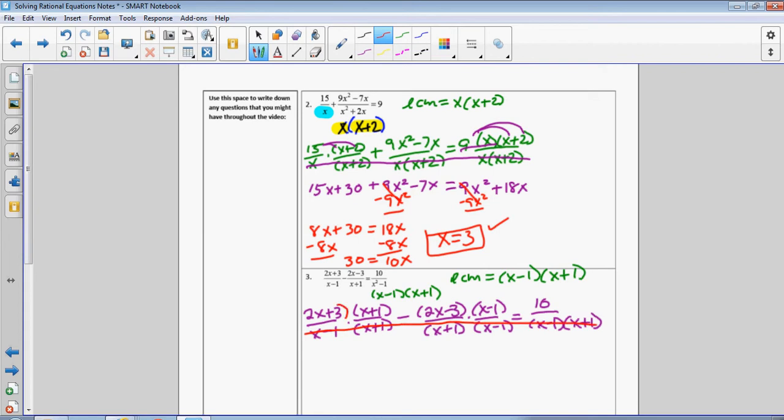Alright, and now I need to multiply my numerators, so I have to FOIL 2x plus 3 times x plus 1, and I get 2x squared plus 2x plus 3x plus 3. And then I have a minus sign. I need to remember to use that for everything that comes after it, so I'm going to put parentheses around my next expression, and this is 2x squared minus 2x minus 3x plus 3, and this equals 10.